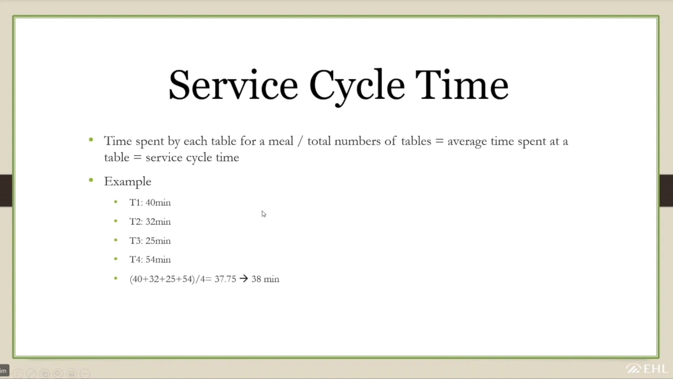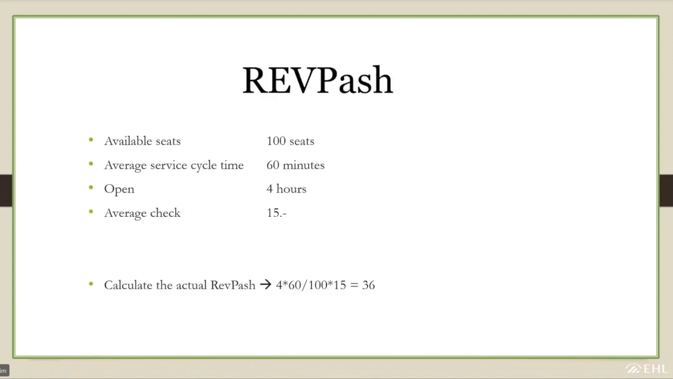Service cycle time is basically an average over all the tables we've had. So now we have 80 tables, I just have 4 here. Depending on how long they sit, from when they sit to when they pay and leave, we stop the time, and then we divide it by the number of tables we have. Here it's 37.75, which in this case we're rounding up to 38, because we're calculating a bit more conservatively, so we have a bit of a buffer.